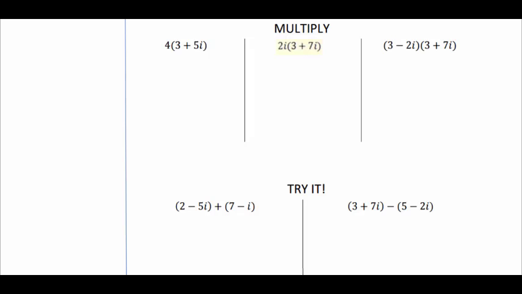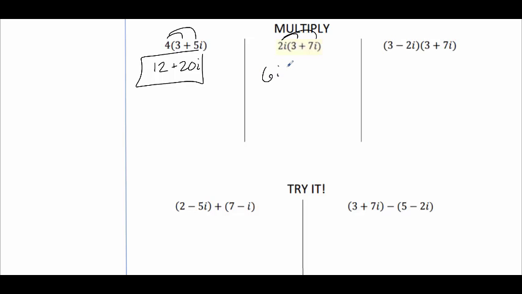Multiply. So multiply means two things. One is we got to multiply them. So here in the first one, we're going to distribute. That gives me what? 12. And then what? Plus 20i. Oh man, that was pretty easy. Next one, distribute.